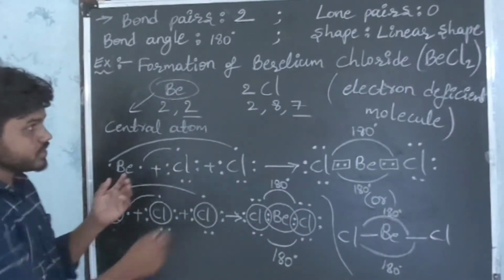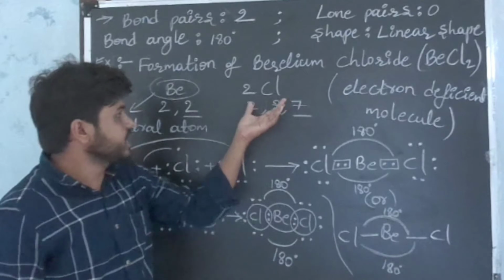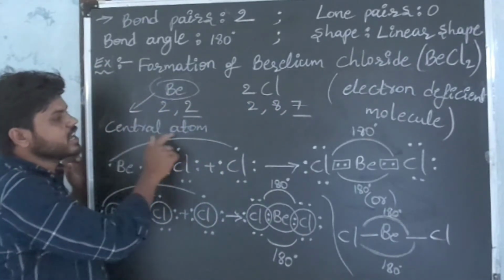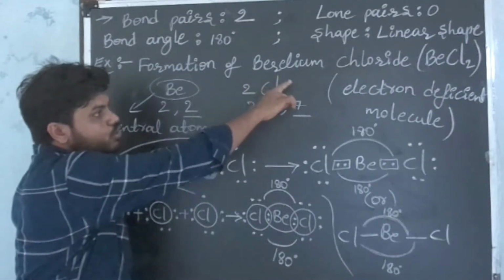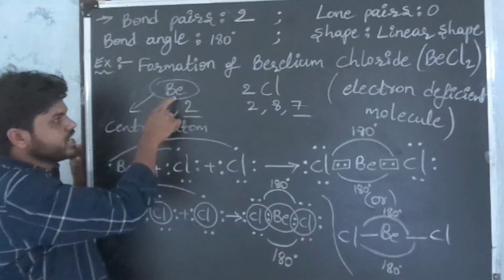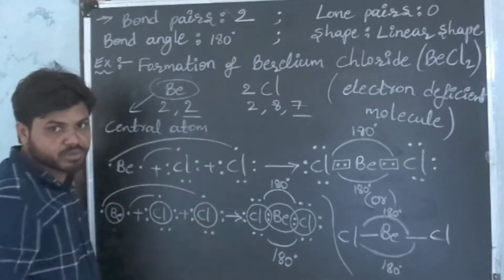Now see, 2 chlorines are sharing electrons with the beryllium atom. That's why this beryllium atom will become the central atom of the molecule.